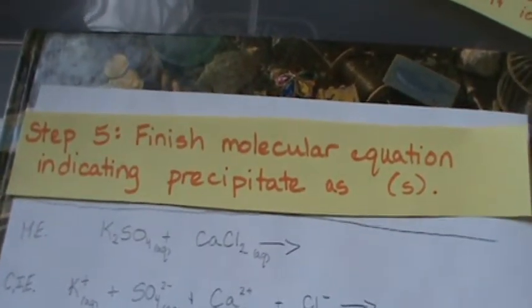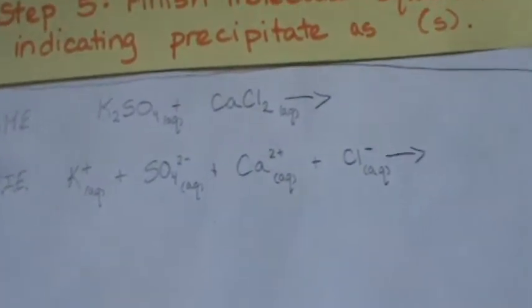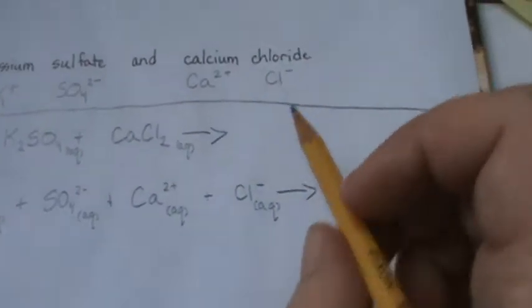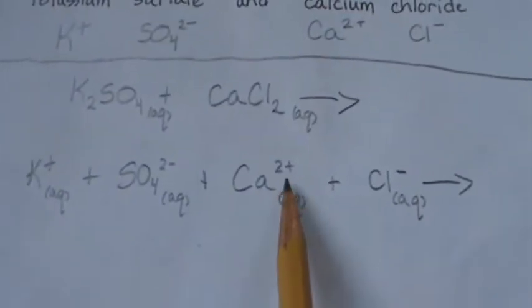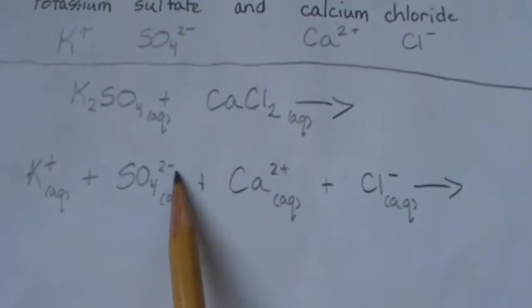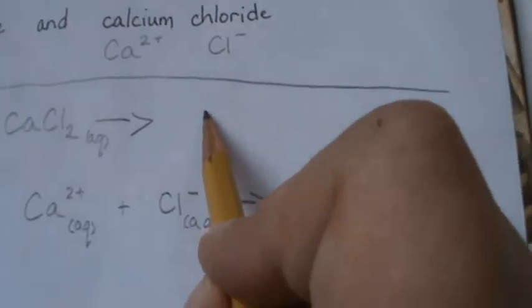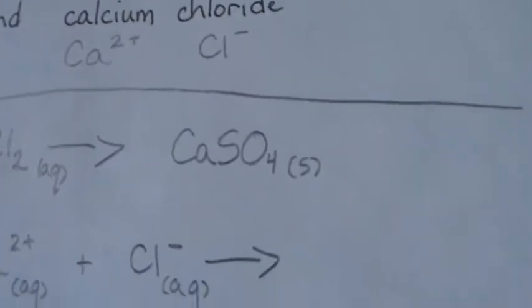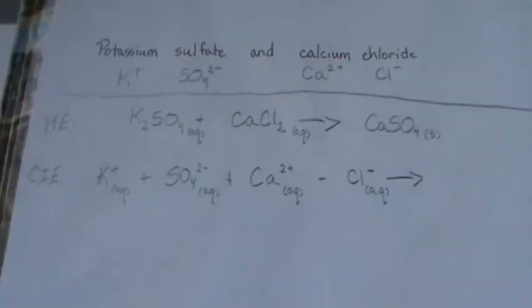So the next thing I'm going to do, since I know that that will form a precipitate, is my step 5, which says finish the molecular equation indicating the precipitate as solid. That's that S. So now what I'm going to do is I'm going to see Ca2+ and SO4 2-. So those will go together, CaSO4, and solid. And you have to indicate that it's going to be a solid. Okay?